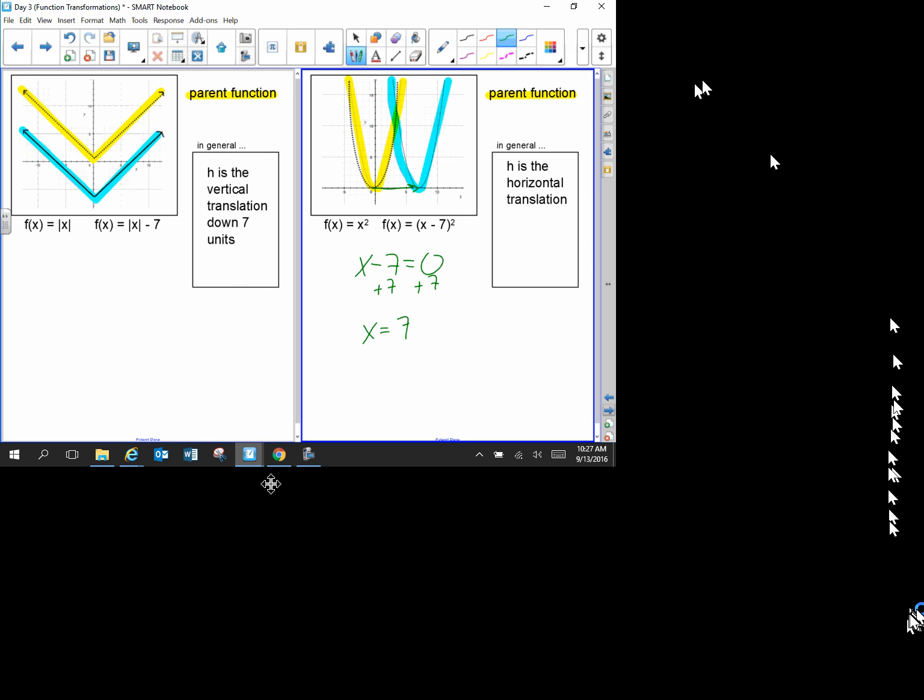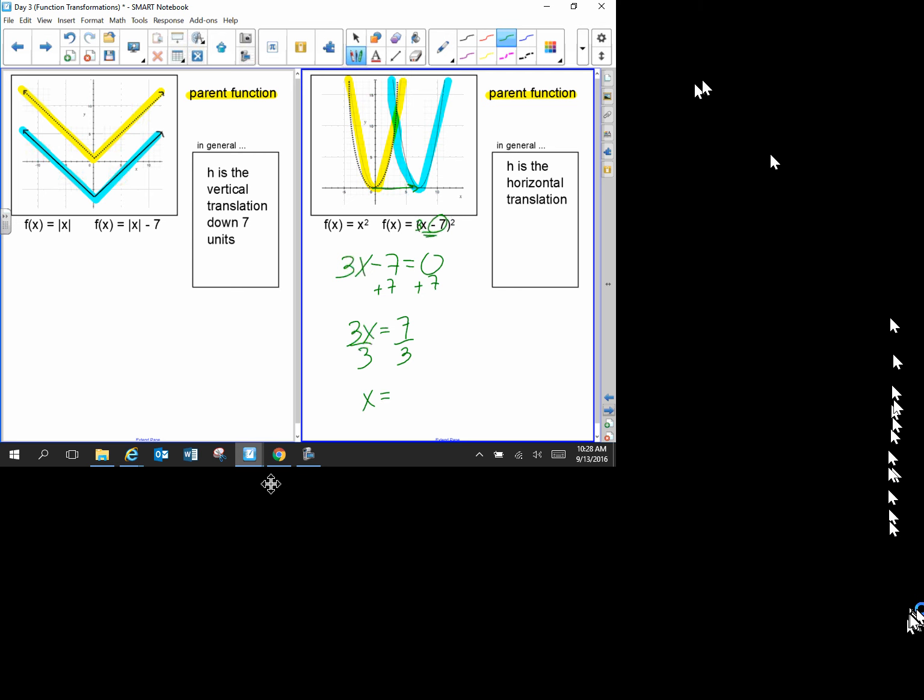The reason I tell you that is that all of a sudden I'm going to put a 3 in there. It's going to be 3x minus 7. Does this still go right 7? Don't get in the habit of just looking at that and doing the opposite of what it says. Set this equal to 0. This doesn't go right 7 anymore. It only shifts right 2 1/3.